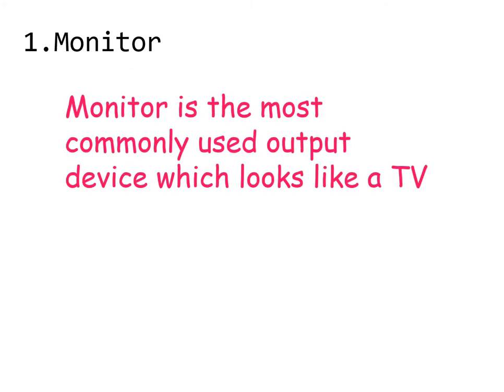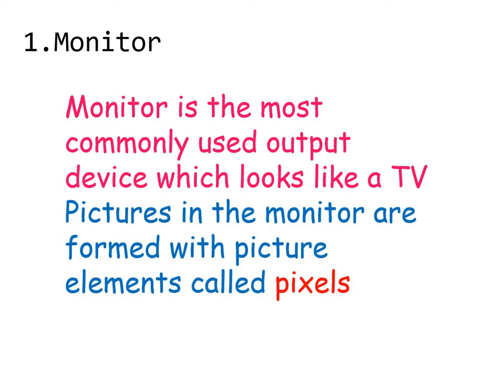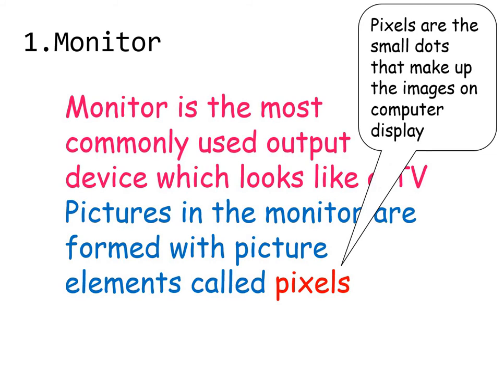Monitor. Monitor is the most commonly used output device which looks like a television. Pictures in the monitor are formed with picture elements called pixels. Pixels are the small dots that make up the images on the computer display.